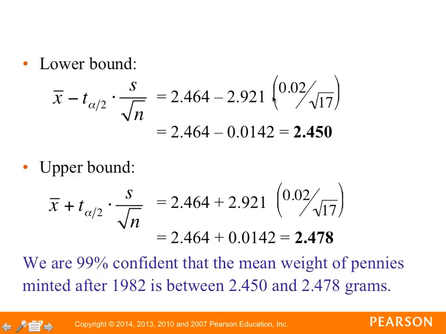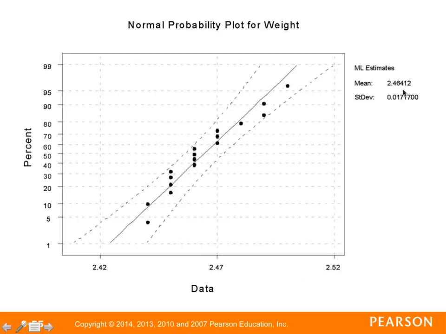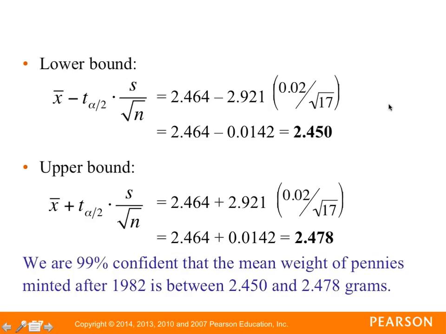And then we take that critical value and multiply it by s, which is back a couple of slides. Here's our standard deviation, 0.02, and divide by the square root of 17. So if we do all of that, you get 2.450 as your lower bound and 2.478 as your upper bound. So what we can say is that we are 99% confident that the mean weight of pennies minted after 1982 is somewhere between 2.45 and 2.478 grams.